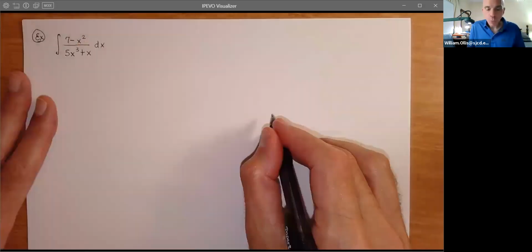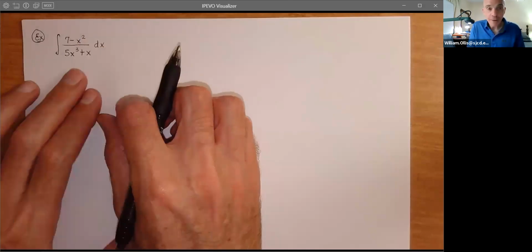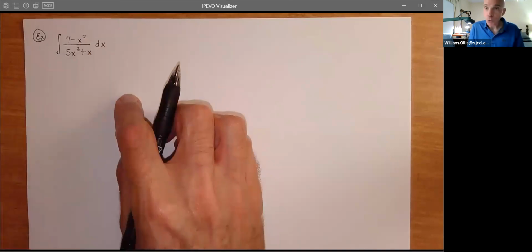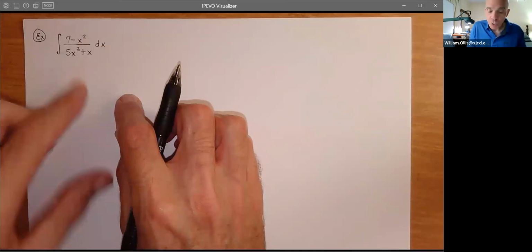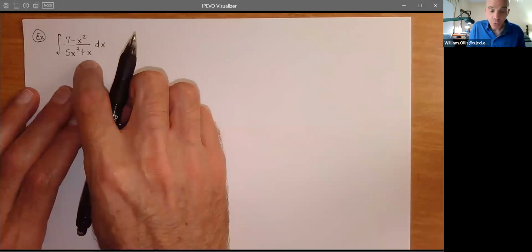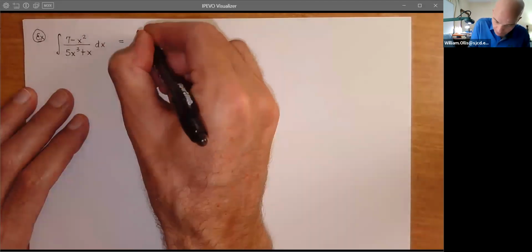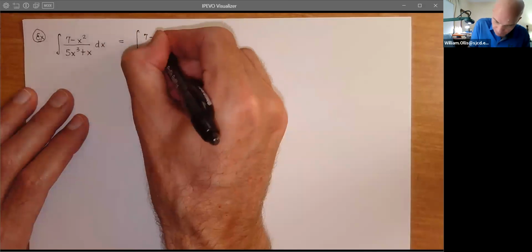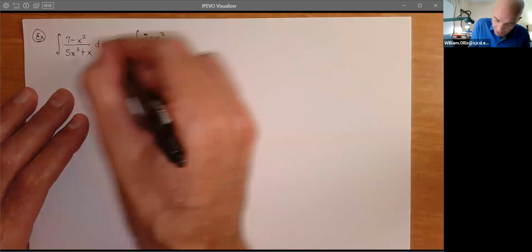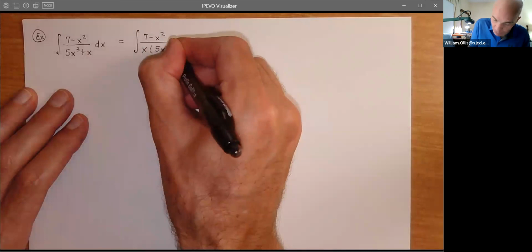Now, when you look at this problem, again, it's similar to the last one in that the degree upstairs is 2 and the degree downstairs is 3. So this is set up. And of course, you can factor the denominator into an irreducible quadratic and, as we want to say, a linear factor. So let's do that. So factoring the x, we have x times 5x squared plus 1.